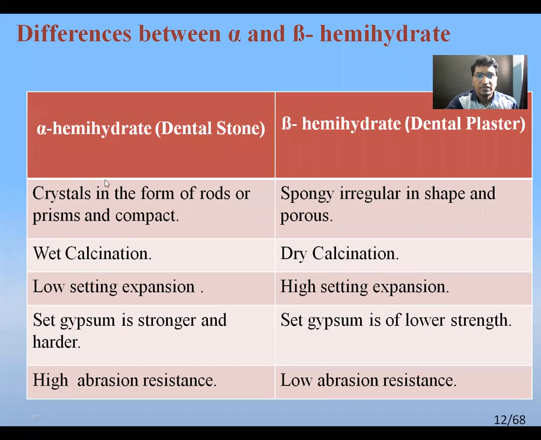Whereas alpha hemihydrate has a high abrasion resistance, beta hemihydrate has a low abrasion resistance. Abrasion resistance means whenever we skid from a bike, we get abraded. Whenever we work on the plaster cast or the dental stone and apply a carver on it, it gets scratched. So plaster has less resistance to scratches than your dental stone. That is known as abrasion resistance.